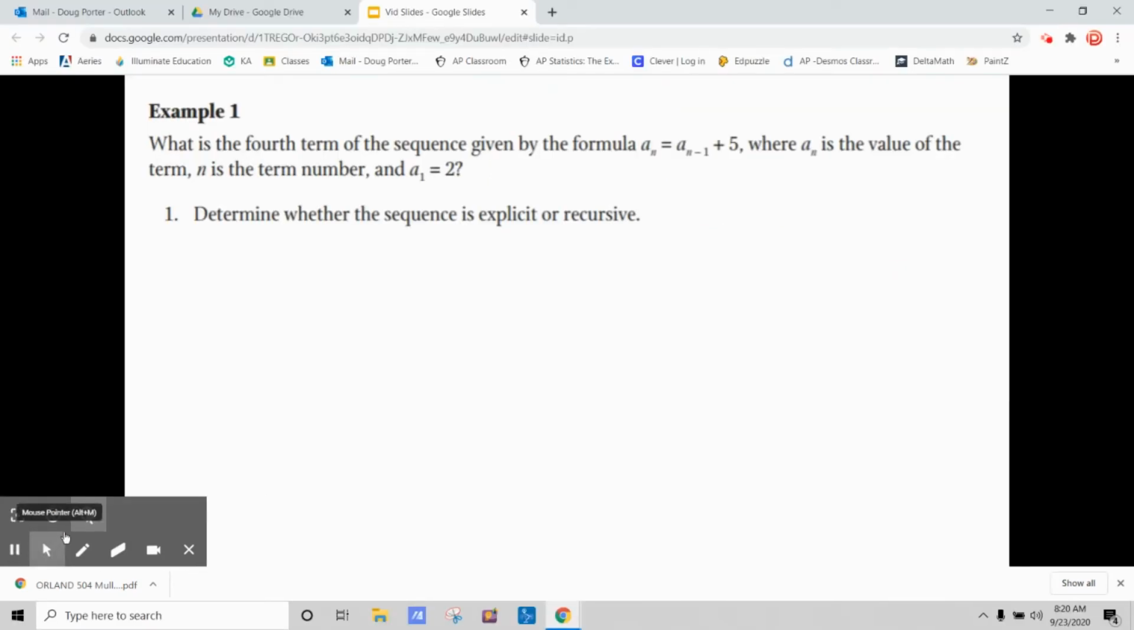Example 1: what is the fourth term of the sequence given by the formula A sub n is equal to A sub n minus 1 plus 5? Because we are using the previous term, this is going to be recursive. Recursive means that we're using the previous term to try and figure out what the nth term is.